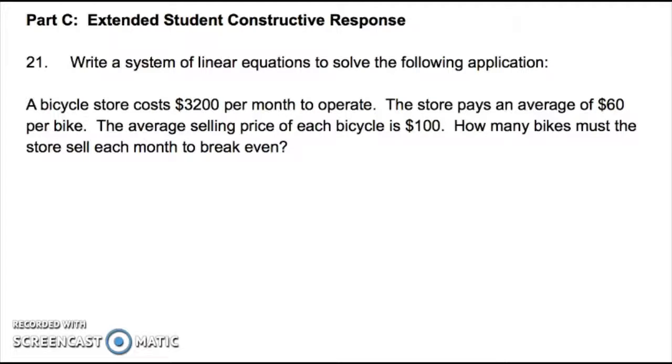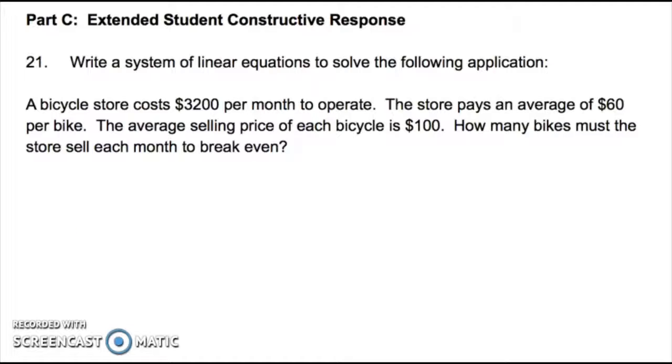Number 21. It is asking you to write a system of linear equations to solve the following application. So the bicycle store costs $3,200 per month to operate. The store pays an average of $60 per bike. The average selling price of each bike is $100. How many bikes must the store sell each month to break even?